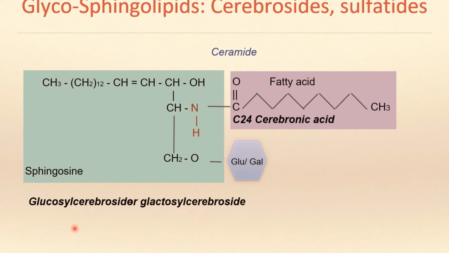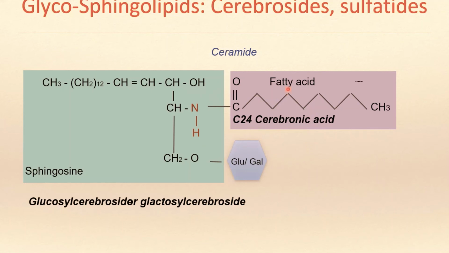Cerebrosides. So there will be glucosyl cerebrosides or galactosyl cerebrosides. Now when the fatty acid is different, here we have shown cerebronic acid, the compound is known as kerasin. Now instead of cerebronic acid, if lignoceric acid is incorporated, we get the kerasin. And these are the different examples of the cerebrosides.